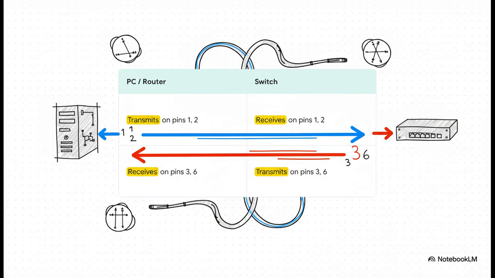Take a look here. A PC is built to talk or transmit data on one pair of wires, pins 1 and 2, and it listens or receives data on another pair, pins 3 and 6. A switch is engineered to be the perfect opposite. It listens on 1 and 2 and talks on 3 and 6. It's the perfect setup for a smooth, two-way conversation.